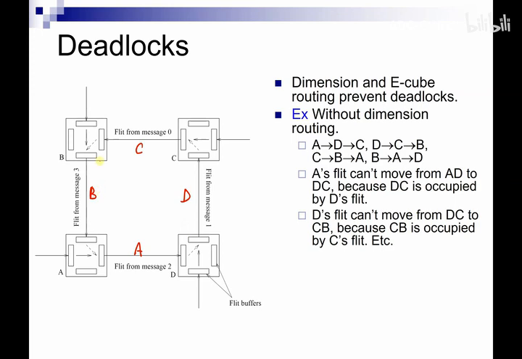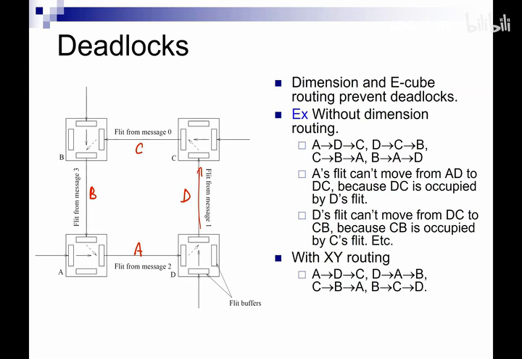A's packet needs to travel through this link over here in order to get to C. But this link is already occupied by D, and so A's packet can't go anywhere. Likewise, D's packet needs to go to B, so it needs to get onto this link. But it can't do that because this link is currently occupied by C's packet. C's packet can't move because it wants to go over here, but it's already been occupied by B, and B can't move. So in fact, everybody is stuck, and this is because we did not use dimension routing.